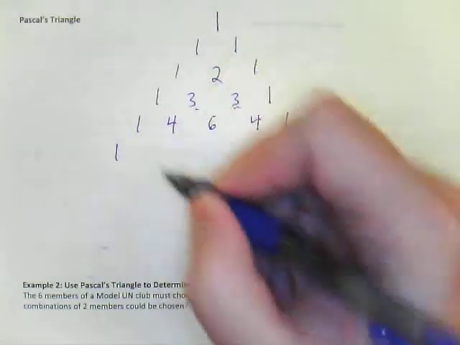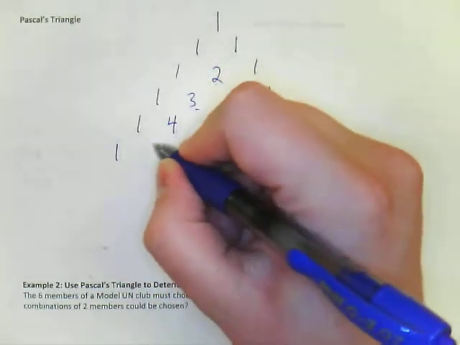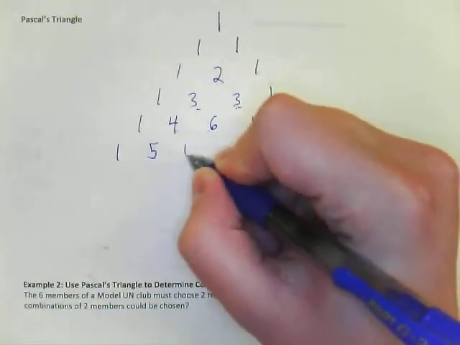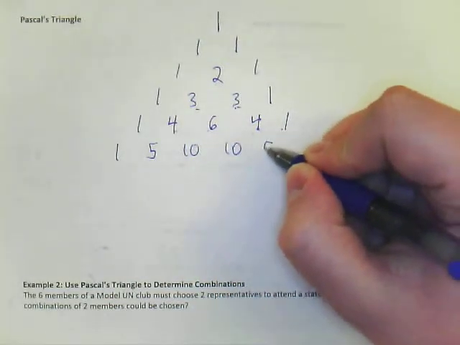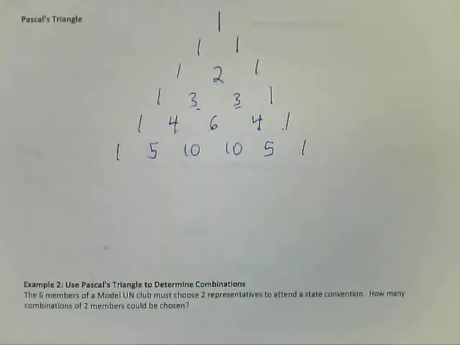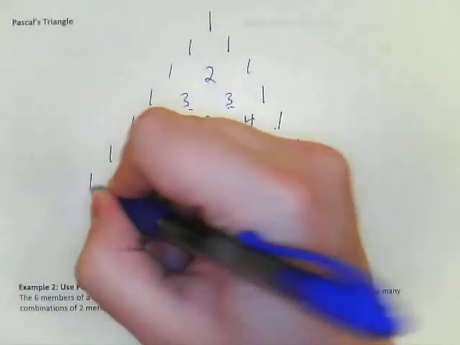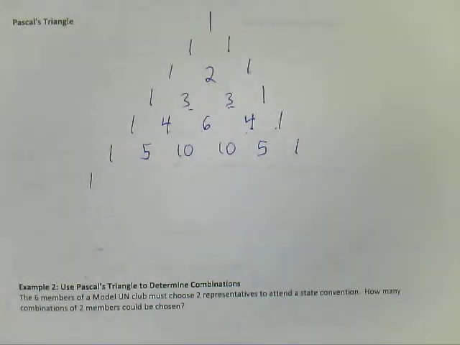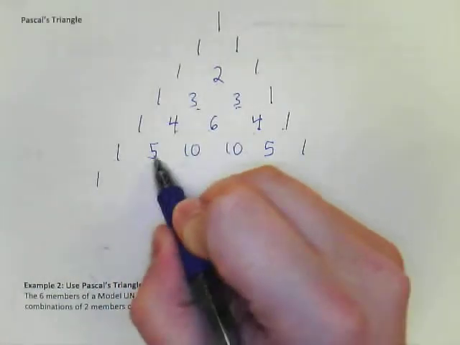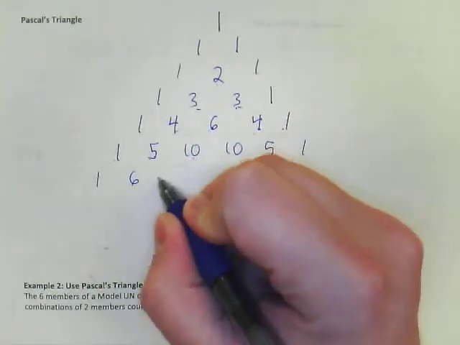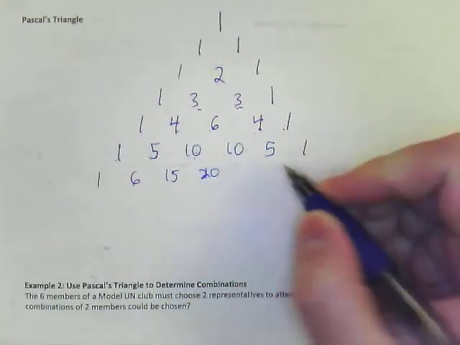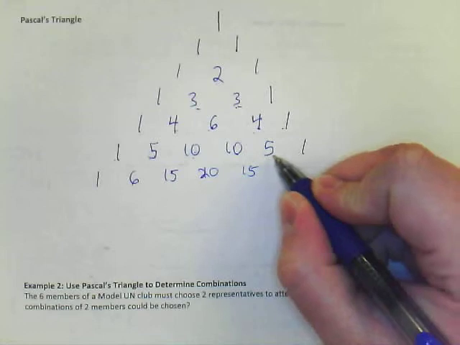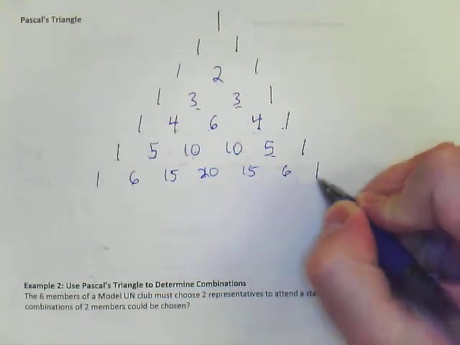And we'll keep going, put a 1 on the outside. 1 and 4 makes 5, 4 and 6 makes 10, 6 and 4 makes 10, 4 and 1 makes 5, and then put a 1 on the outside. And we'll do one more row. We can keep doing this indefinitely, but we'll just do one more row. 1 plus 5 is 6, 5 plus 10 is 15, 10 plus 10 is 20, 10 plus 5 is 15, 5 plus 1 is 6, and then put a 1 on the outside.